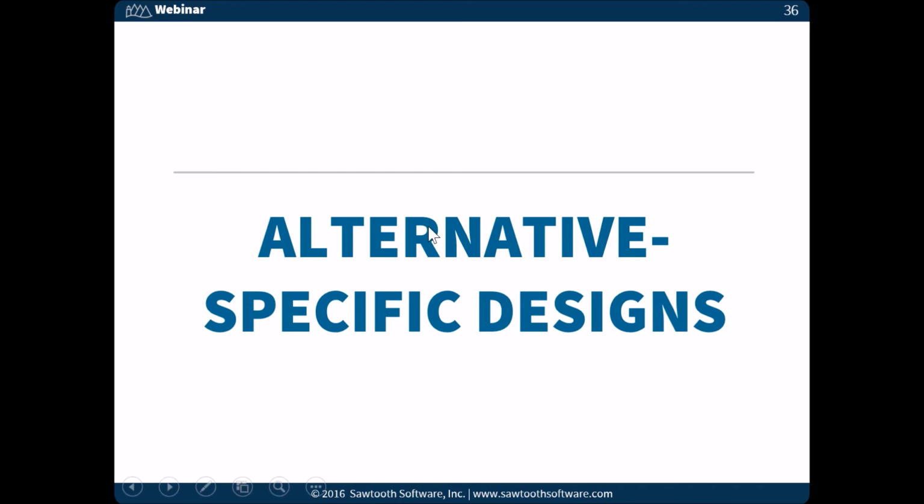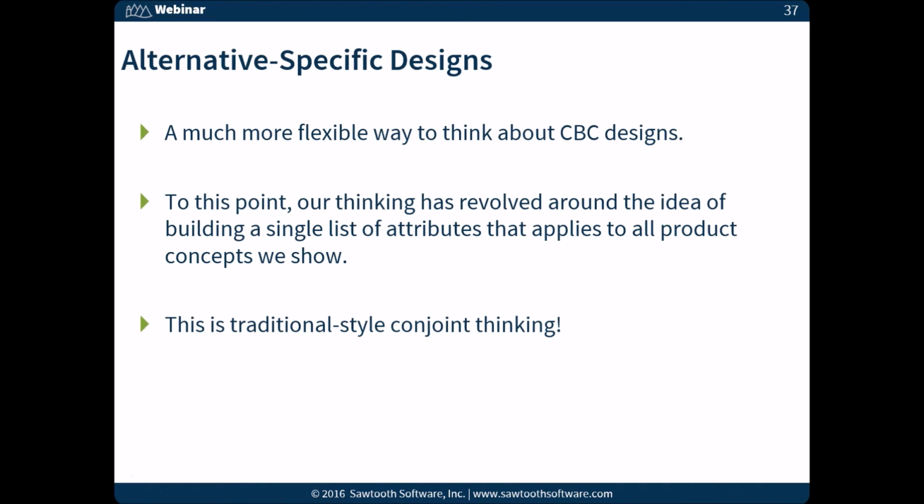All right, so alternative specific designs. These start to encroach upon the a little bit more complex. You're given a situation and you're thinking, yes, this is a choice-based conjoint, but man, does it feel weird. And I'll get into an example of that weirdness in just a second. But the great part about alternative specific designs is that it gives you a really flexible way to think about CBC.